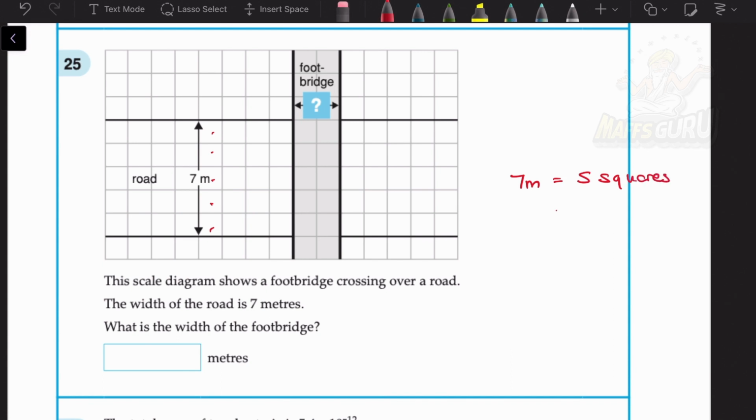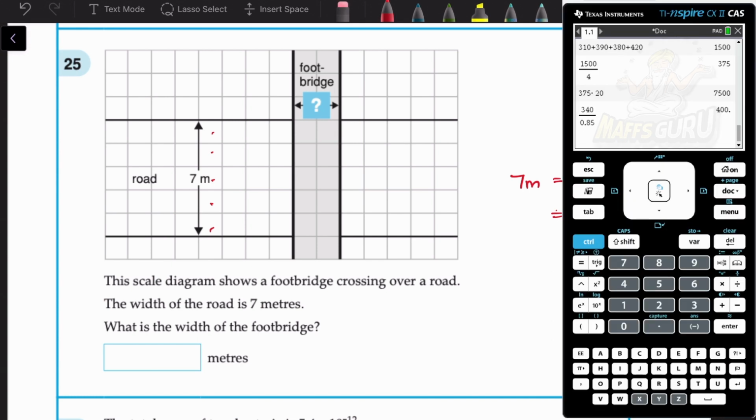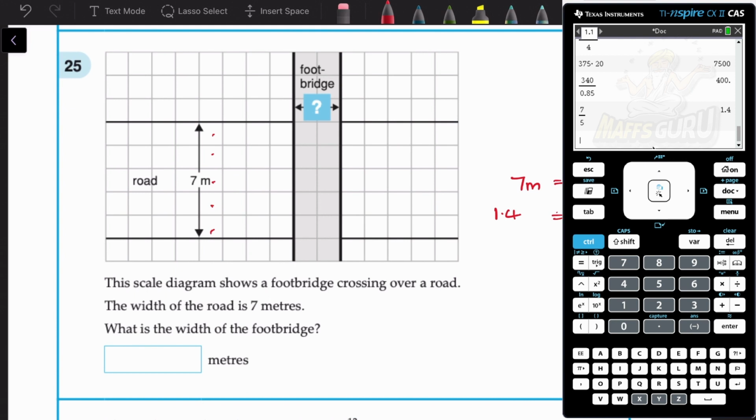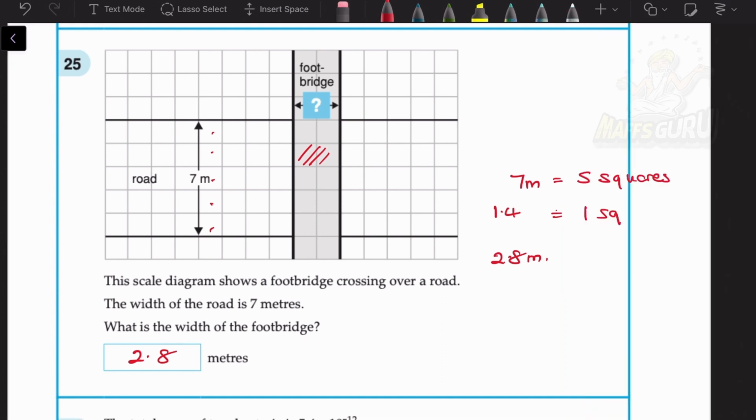So I can divide both sides by 5 to tell me what 1 square is. So 7 divided by 5 gives me 1.4. So each square is 1.4 meters. The width of the footbridge, well, the footbridge is basically 2 squares wide. So it's going to be giving me 2.8 meters. 2.8 meters for that question there.